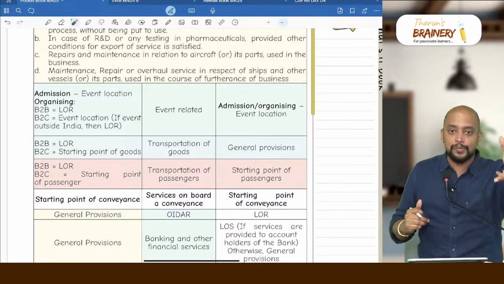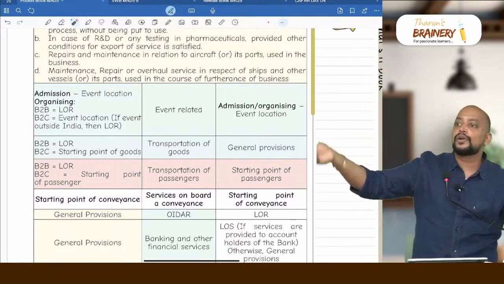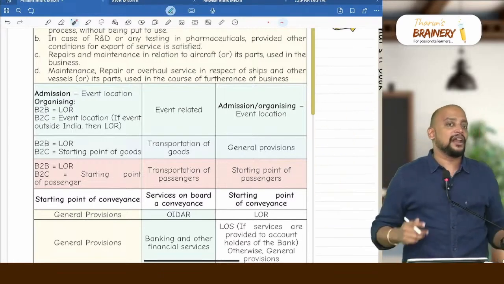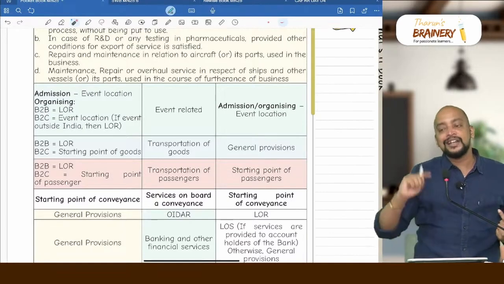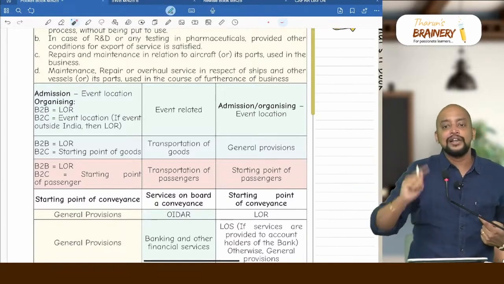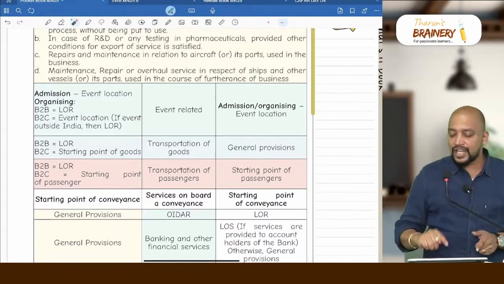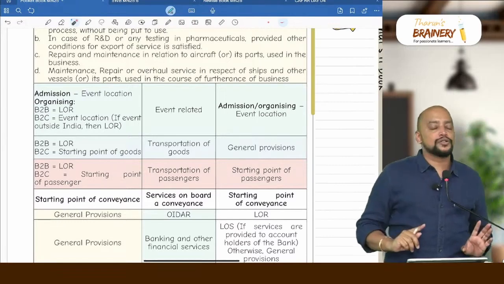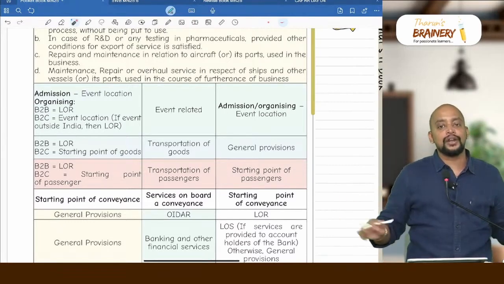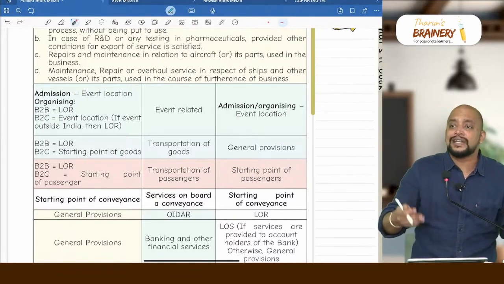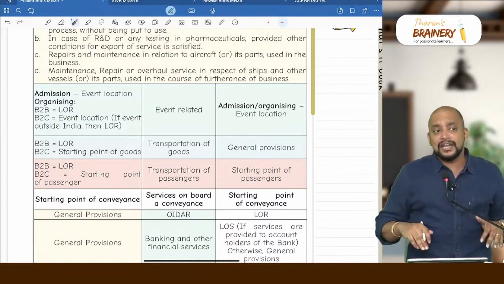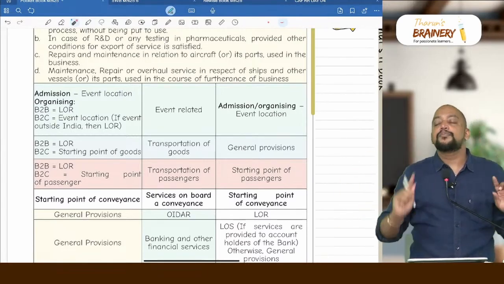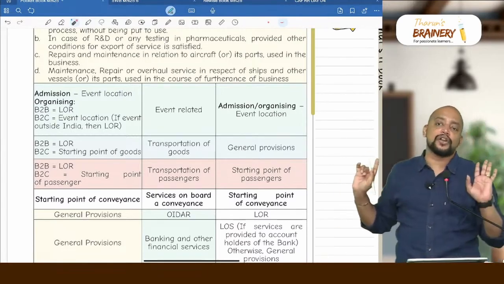Service in relation to immobile property, location of property. 12 also property, 13 also property. But for 12, one special point is there. If the property is located outside India, location of recipient. Then you go to event related. In that event related also, admission to event, no confusion. Always admission to event, logically location of event. Organizing an event also, location of event. But that adjustment we have even in case of organizing an event.